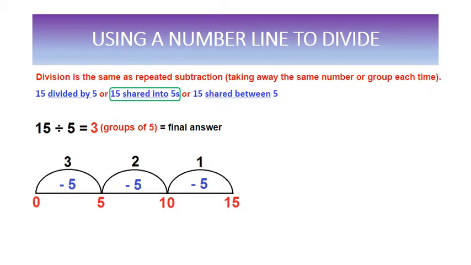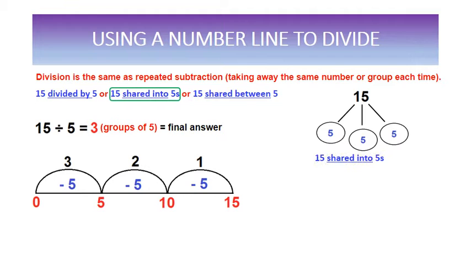I can demonstrate this in a slightly different way. So if we have our 15, we're going to share it into 5s again. 5, 10, 15. So there we have the 3 equal groups. And by showing it like this, you can see the very close link between multiplication and division, because I've just used my 5 times table to count up to the 15.